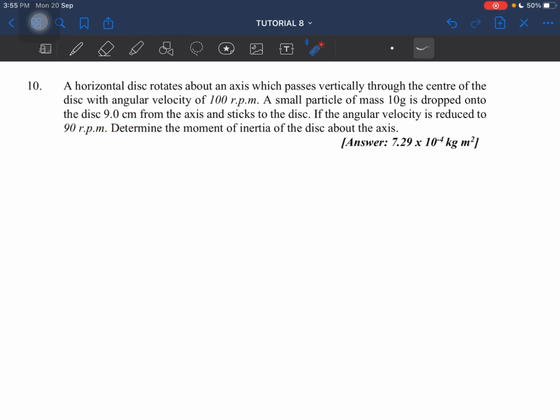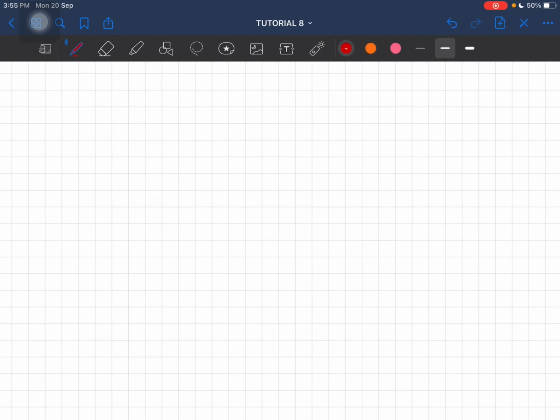So if the angular velocity is reduced to 90 rpm, determine the moment of inertia of the disk about the axis. Okay, so again, for this type of questions, we know that the angular momentum is conserved. So we can actually apply that principle into this type of questions.